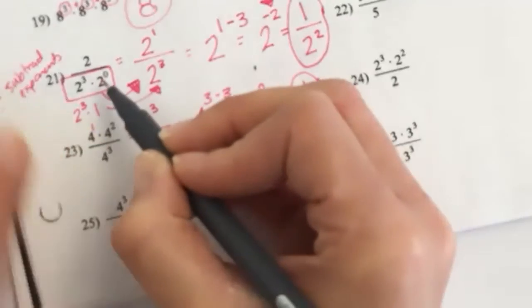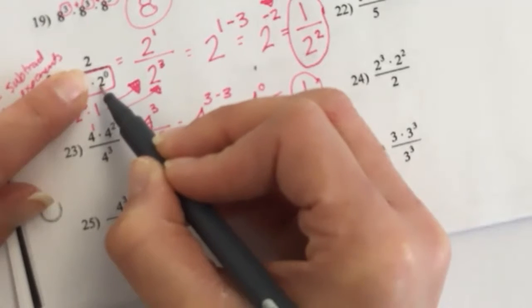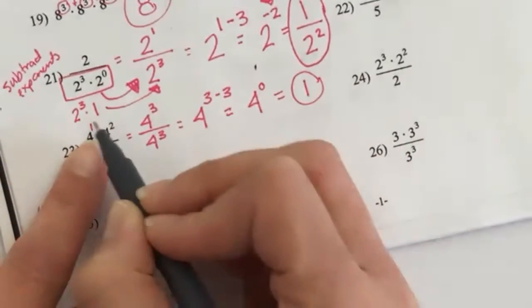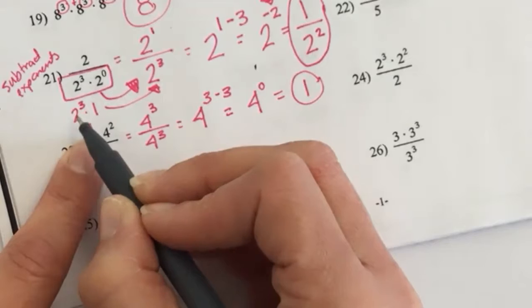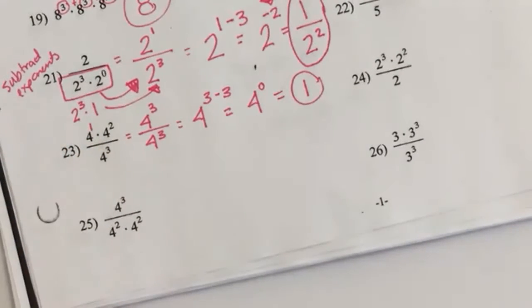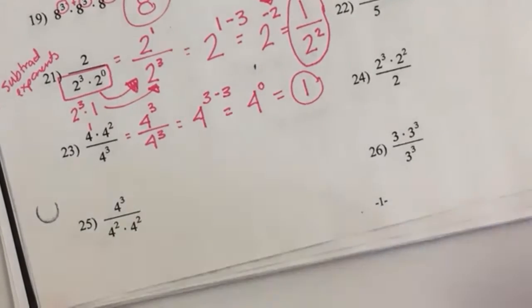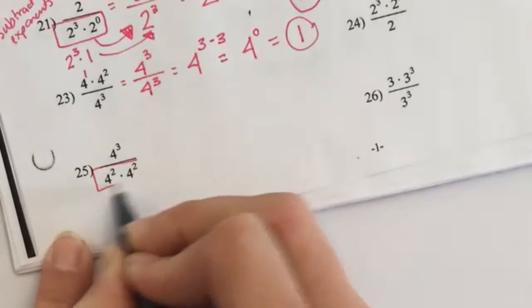Or if someone did this, so it's like someone's like, oh, 2 to the 0 is 1, that's fine. But anything times 1 just stays the same. So 2 to the third times 1 is just 2 to the third. So it doesn't matter how you approach that problem. I was just trying to show you, it didn't change the end. Yep. Good question though.